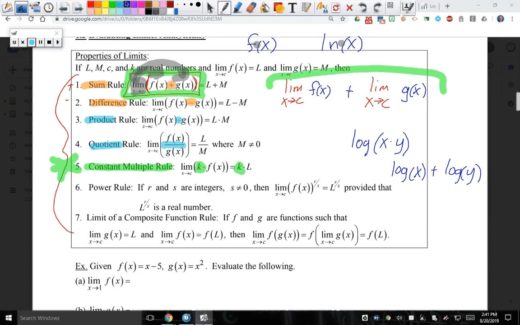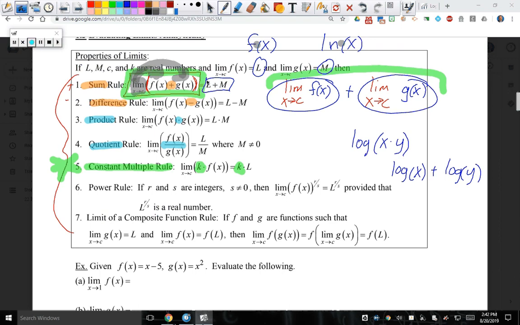So the answer that we get from this is L. The answer that we get from this is M. So it's basically just adding those answers. And these will look a lot clearer when we look at the example problems with numbers and equations, okay? But I want you to understand it conceptually as well.